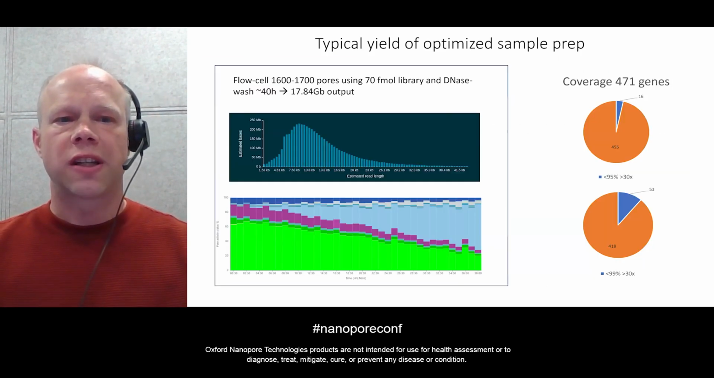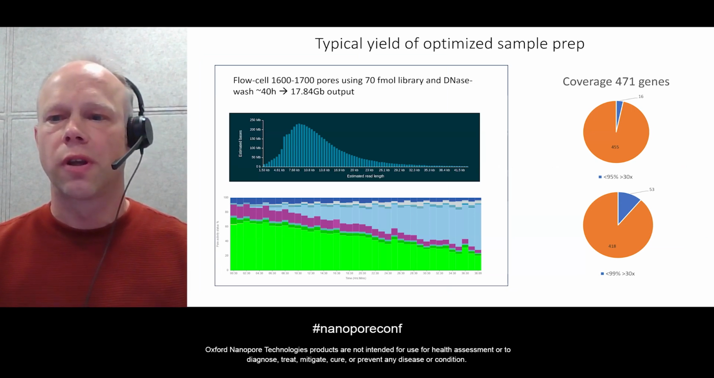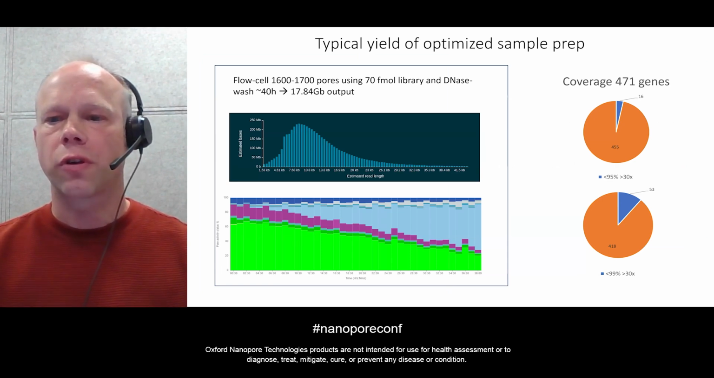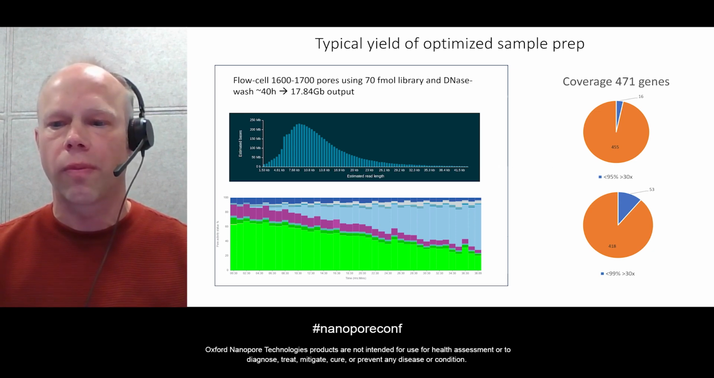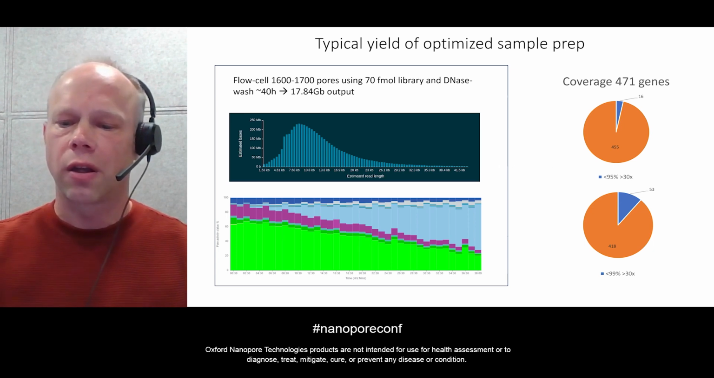With an optimized sample prep, we had about 18 GB output, and with that output, 455 of the genes in our panel had a coverage higher than 30x for more than 95% of the gene. And 418 of the genes had a coverage of 30x for more than 99% of the gene.